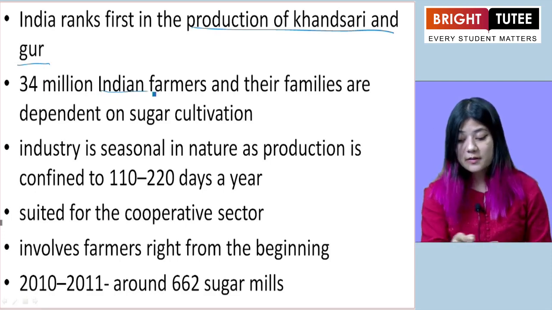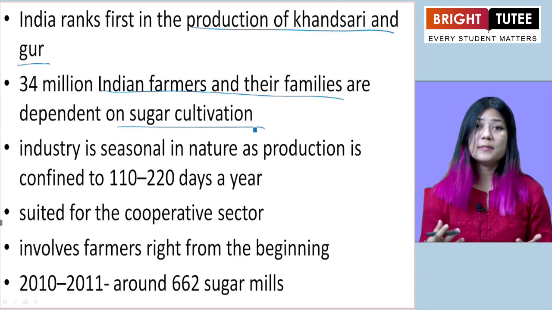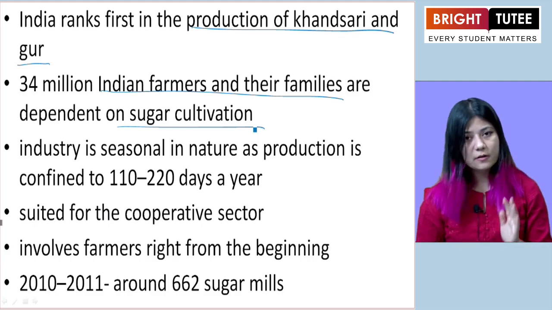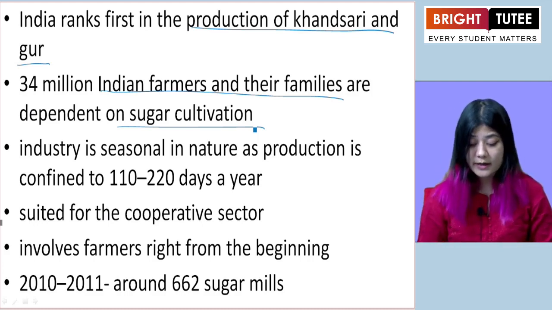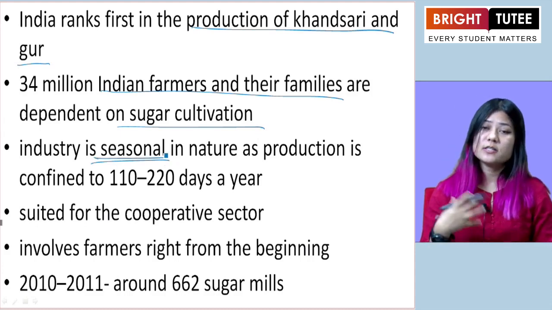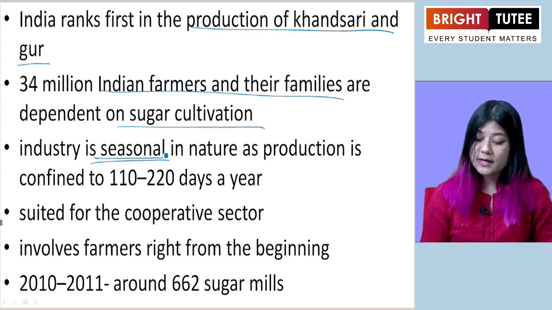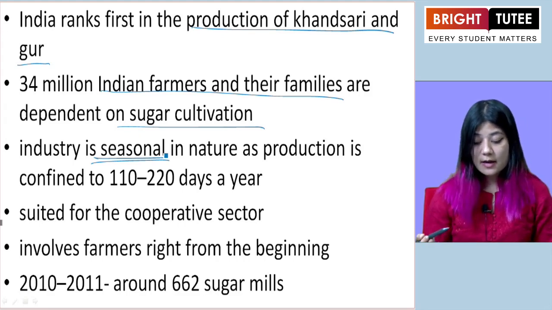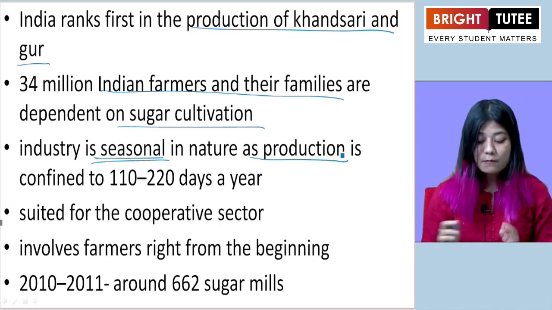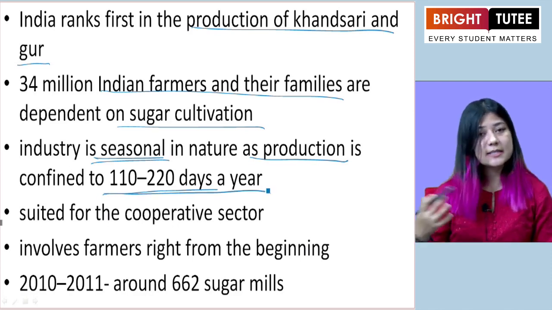34 million Indian farmers and their families are dependent on sugar cultivation. So a large number of farmers work towards the cultivation of sugarcane. But this industry is seasonal, meaning it does not function throughout the year. It can only work in one particular season. Because of this, the production of sugar takes place for only 110 to 220 days in a year, and the rest of the days it cannot work.